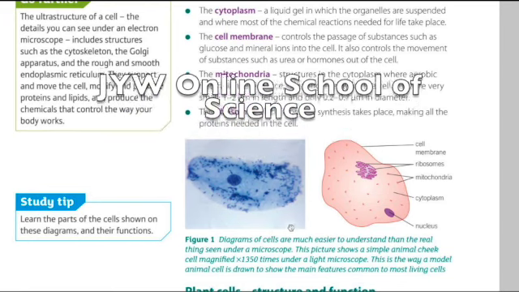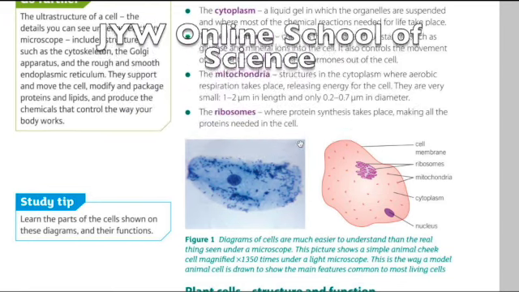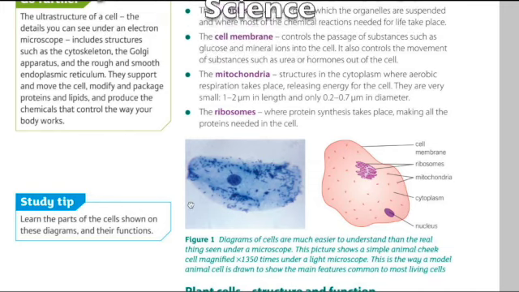This is a picture taken under the light microscope. This is an animal cell. You can see these dark dots here, that's the nucleus. And then you have these jelly parts here, and that is cytoplasm. And then on the outside, you have this layer, that is the cell membrane. Inside, of course, you have lots of dots here, that's mitochondria. And you also have ribosomes.